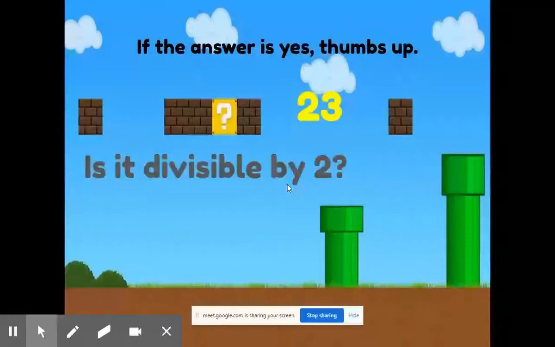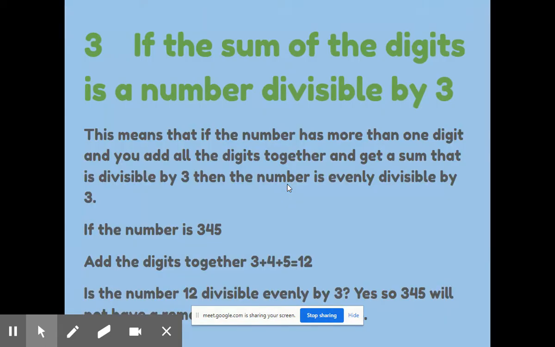23, is it divisible by 2? Thumbs should be down on that one because it ends with a 3, or there's a 3 in the ones place. That is an odd number. If you tried to divide it by 2, you'd get a remainder. Is 428 divisible by 2? Yes. Good job, you guys. How about 73? Not so much. Good. So that's how you tell if a number is evenly divisible by 2.